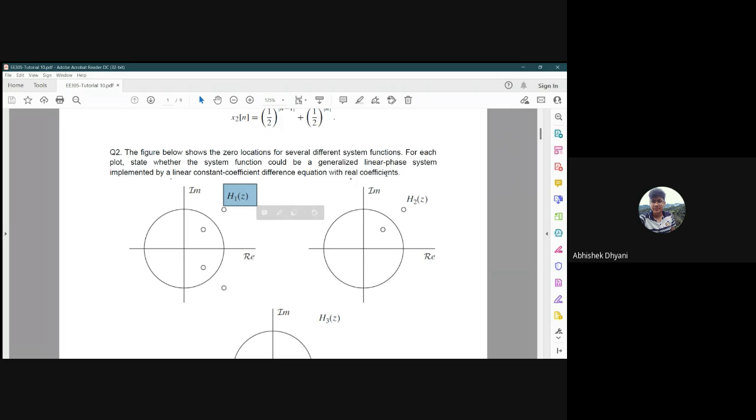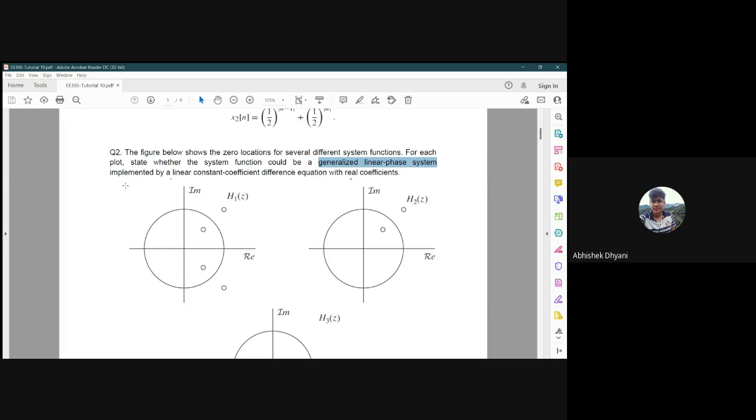And for these plots, we have to state whether it could be a generalized linear phase system which can be implemented by a linear constant coefficient difference equation with real coefficients. So that means that H(z) will also be real. So that is what we have to determine, whether or not this system function could be a generalized linear phase system. Okay.